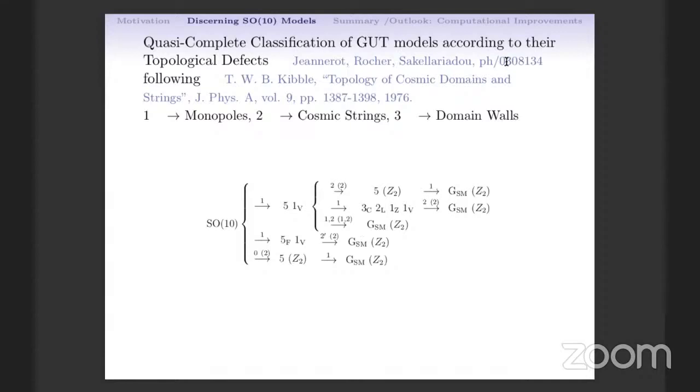This is a diagram from this paper in which you can see, for example, if you want to follow the flipped route and you want to break to SU(5) times U(1), this route will create monopoles at the first step. Then at the second step, when you are left with a Z2 symmetry, it will create cosmic strings. And then when you go down to the standard model, it will create monopoles again. Of course, if you want to realize this model in nature, this scale has to be very large, and it needs to happen before inflation. It is in this way that one can make sense out of all these possible breaking chains.